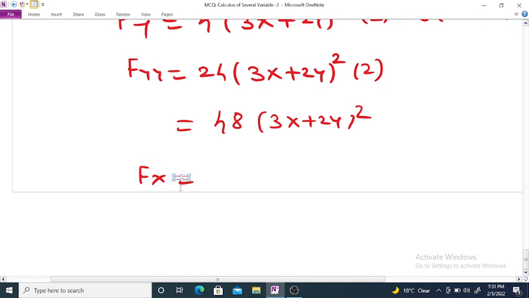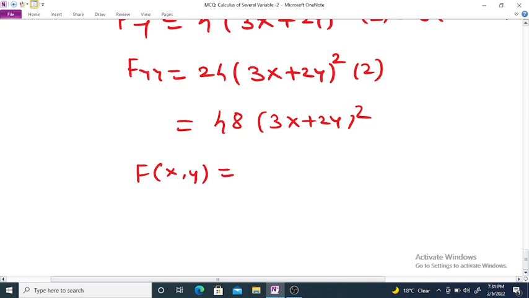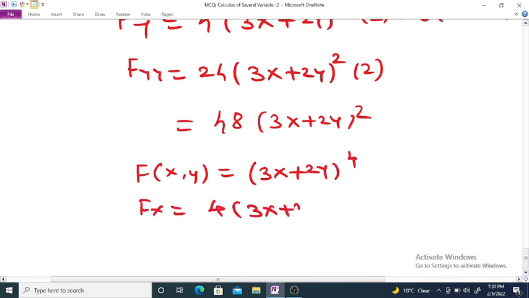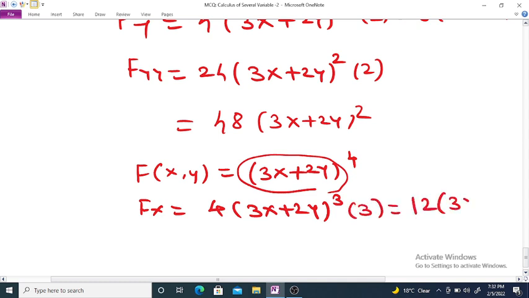f of xy is equal to (3x + 2y) raised to 4. So f of x is equal to 4 times (3x + 2y) raised to 3 into the derivative of this 3x + 2y, which is 3. So this is 12 times (3x + 2y) raised to 3.